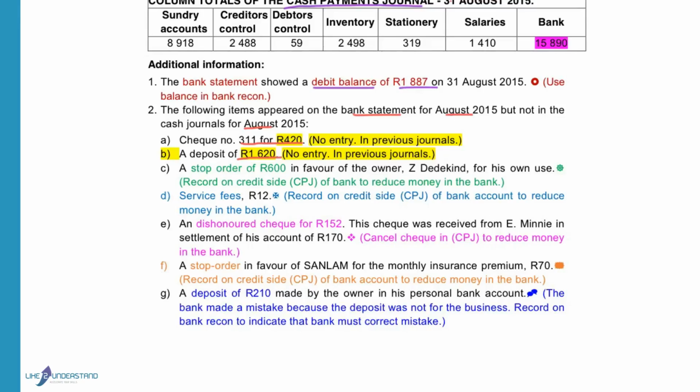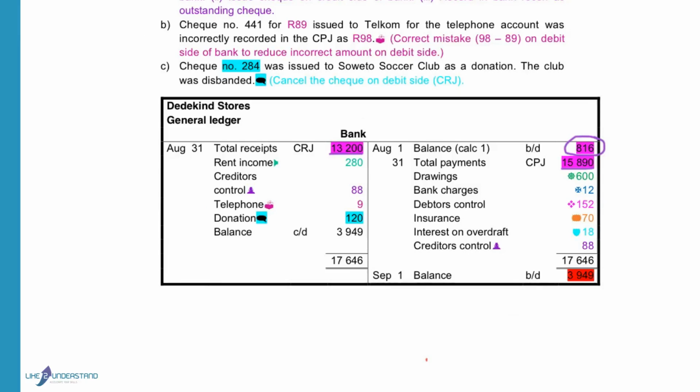A stop order for 600 Rand in favor of the owner for his own use. So the owner signed a stop order on behalf of the business at the bank, instructing the bank to pay out 600 Rand to the owner every month. So a stop order is just like a check that's written out, so it will be recorded in the cash payments journal and will therefore reduce the money in the bank. In the bank account, we will show that the money is taken out of the bank on the credit side. The account that will be debited will be the drawings account.